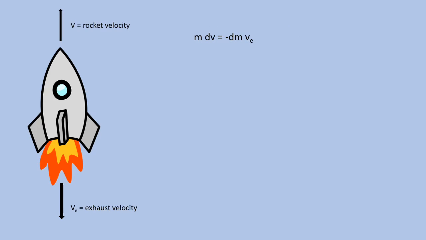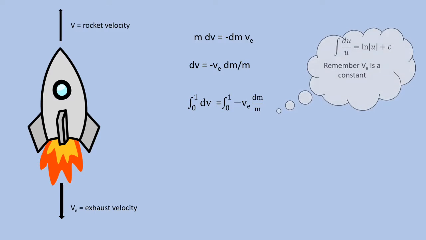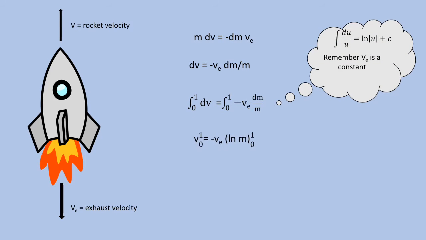Our next step is to do a little calculus by first separating our variables and then integrating both sides from 0 to 1. In this case, 0 represents our starting value right at the moment of launch, and 1 is the final value at the end of the flight once all the fuel is gone.